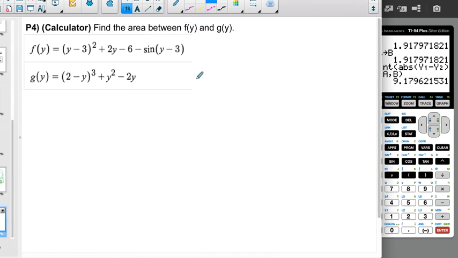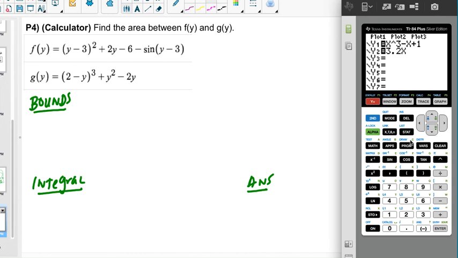Okay, so this one looks pretty disgusting, but it doesn't matter because it's the same job, right? Your first job is to find the bounds. Your second job is to write what that integral is. And your last job is to write what the answer is. Those are the entire jobs in this problem. So I go to my y equals. I'm going to put in y minus 3, but remember it's not y, it's x, right? Quantity squared, plus 2y, but that's x, minus 6, minus sine of x minus 3.